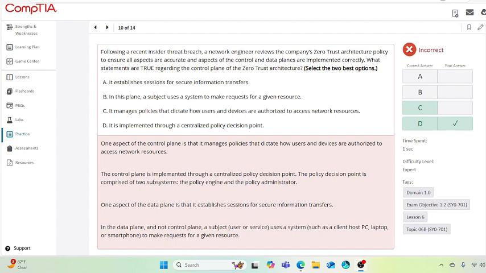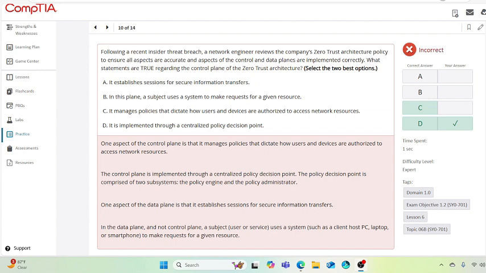Following a recent insider threat breach, a network engineer reviews the company's zero trust architecture policy to ensure all aspects are accurate and aspects of the control and data planes are implemented correctly. What statements are true regarding the control plane of the zero trust architecture? It manages policies that dictate how users and devices are authorized to access network resources, and it is implemented through a centralized policy decision point.